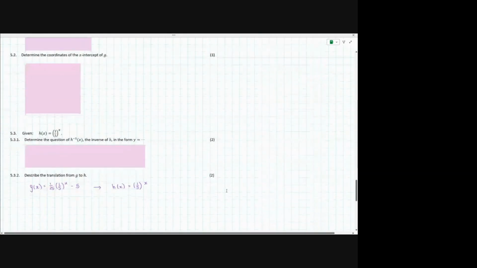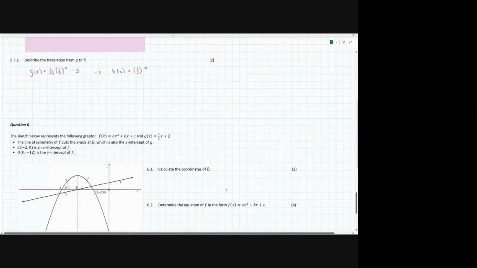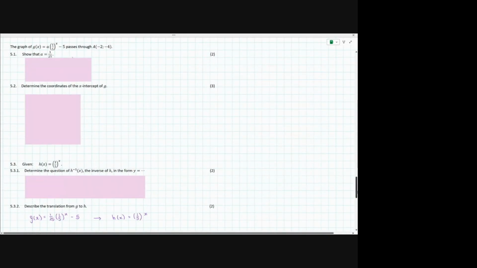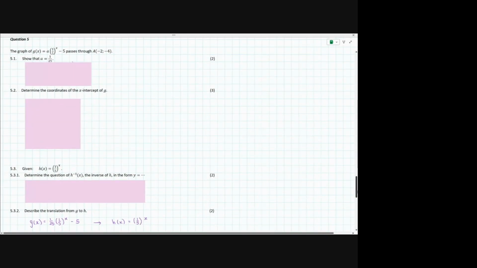I'm going to decide which one I'd like to do. Let's actually go to question 5 because this is a little bit nice and it works with an inverse. Right. Question 5. I want you to answer everything by yourselves in question 5. 5.3.2, you are welcome to try. I am going to do it with you just because it's a little trickier. But if you would like to try it, you're welcome to.